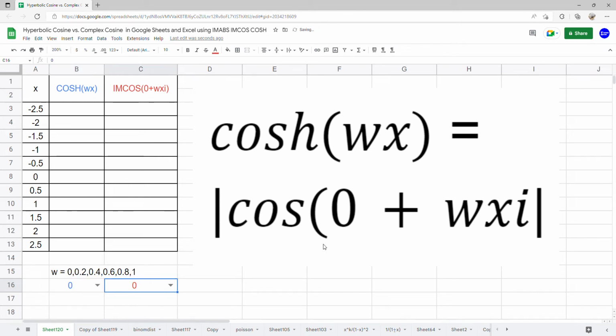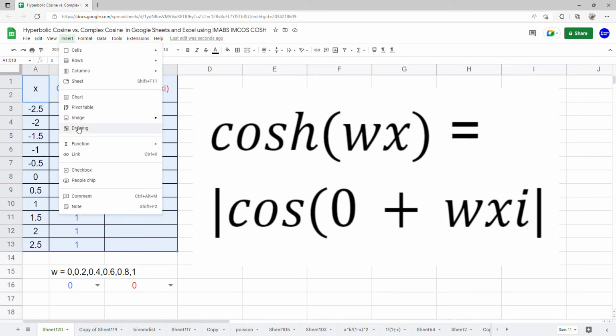And now we continue with the hyperbolic cosine. It's an array formula, hyperbolic cosine of W times X. And the imaginary cosine, but we can already show the chart.